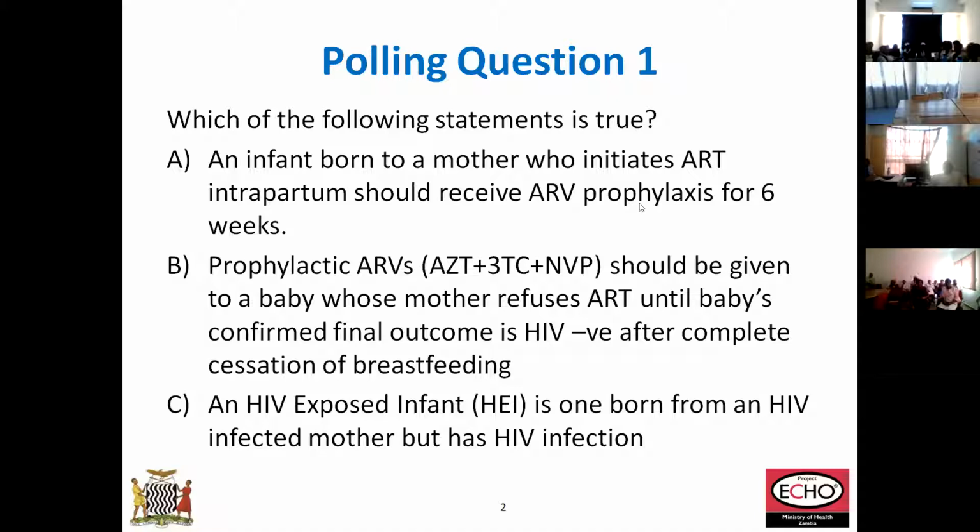So this is how we polled and this is how we fared. We'll move on to the next question.